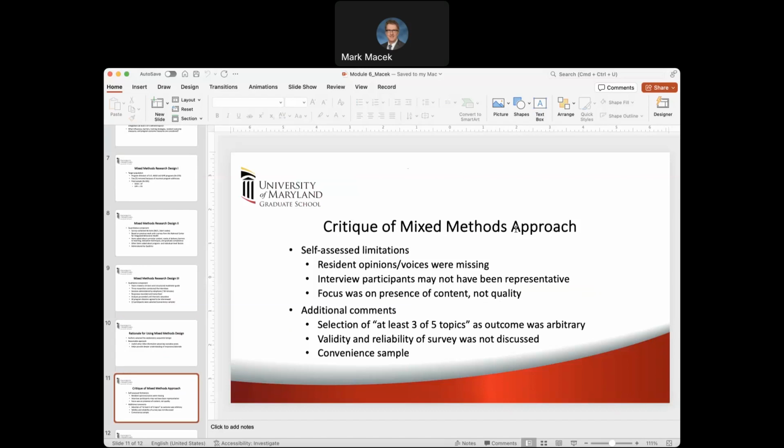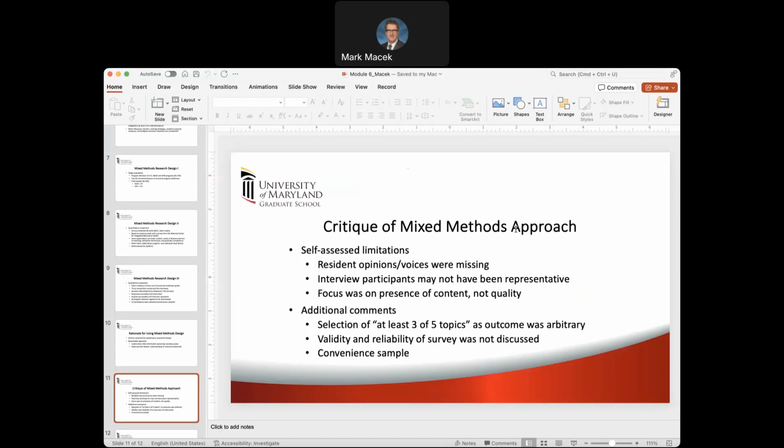The third limitation had to do with the lack of focus on content quality. Although the researchers were able to determine which of the 5 behavioral health topic areas were included, they had no way of assessing the quality of that content, a relevant factor to the larger research question. In addition to these self-identified limitations, I noted 3 additional concerns.